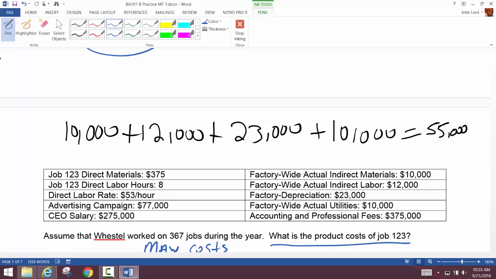Work in progress was the debit. Good. Work in progress, 55,870. And I had gone ahead and done what? Put my direct material, my direct labor in work in progress as well, right? Okay. All right. So what happens?